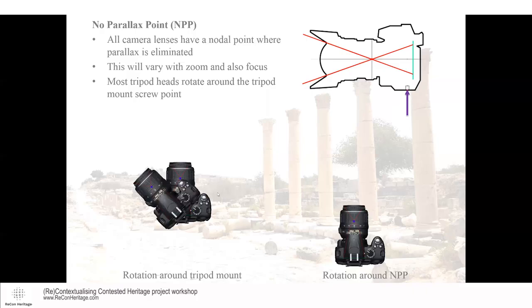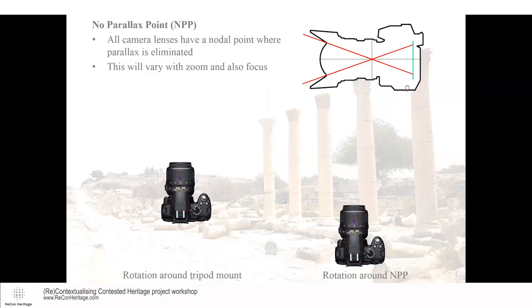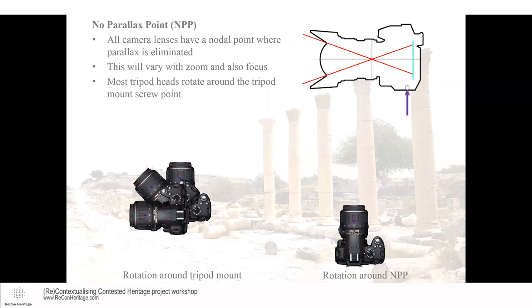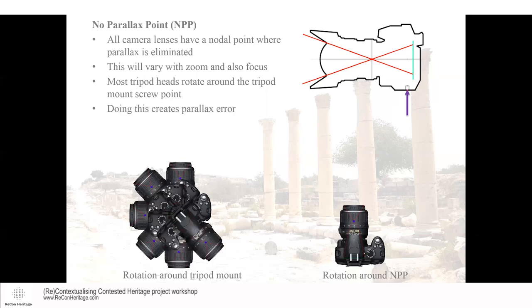point. So here down in this example, we've got a camera. We're imagining that it's attached to a tripod on its tripod mount point, and therefore is rotating around a point in the center of the body. And the parallax point is this blue dot in the middle of the lens. And as you can see, the parallax point moves. It's not rotating around the parallax point. And this is how you get those parallax errors with those lines not matching up perfectly.